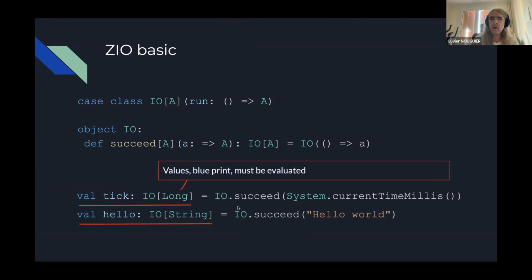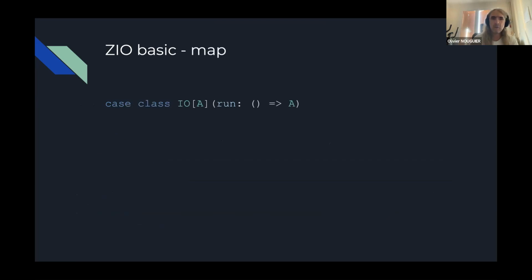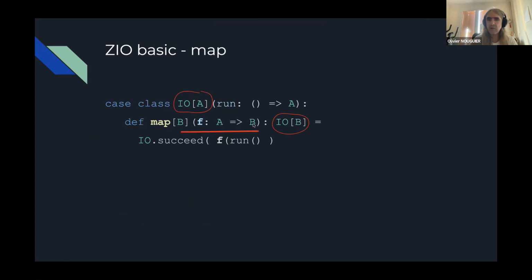So there are only values, a blueprint. It does nothing. It's not like a Future. It doesn't run. It must be evaluated later. So imagine we have this IO of A. It says that it will produce A at some time. We add a method, map, to transform this IO of A to an IO of B, just by applying a function from A to B and wrapping it in another IO.